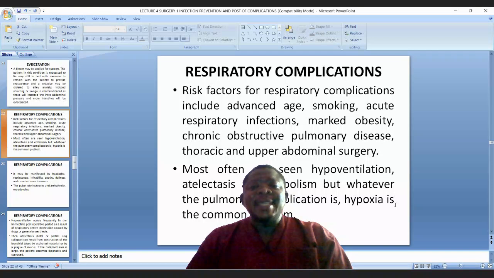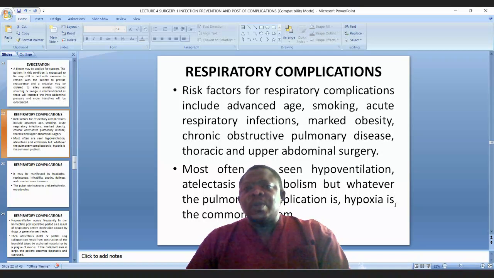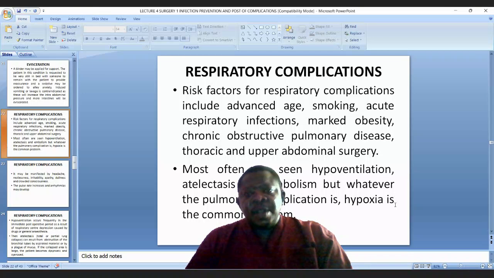Okay, away from evisceration, which is part of the GIT complications that we see in abdominal surgery, let us now look at respiratory complications. Risk factors for respiratory complications include advanced age, smoking, acute respiratory infections, marked obesity, chronic obstructive pulmonary disease, and thoracic and upper abdominal surgery. Most often seen are hypoventilation, atelectasis, and embolism. But whatever the pulmonary complication one may suffer from, hypoxia is the common problem under the respiratory system.